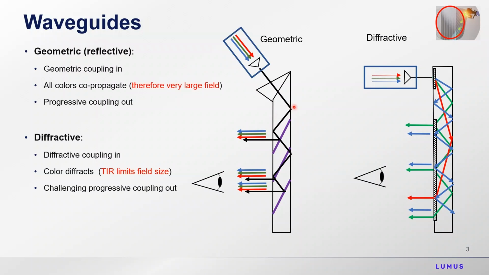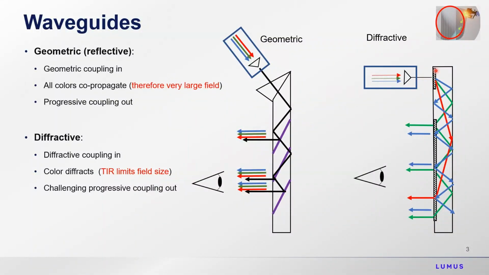There are two main types of technologies being used. One is the geometric, which I'll focus on in a minute. What characterizes it is that all colors are projected and coupled into the waveguide. The beam propagates within the waveguide by total internal reflection, and then all the colors are reflected outwards. Since all the colors, red, green, and blue, co-propagate in the waveguide, the waveguide can support a large field of view.